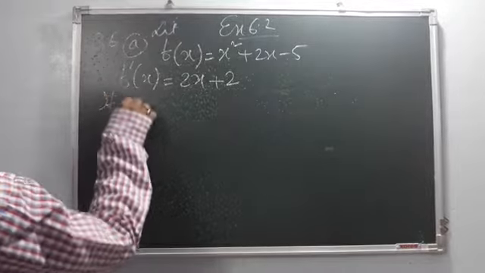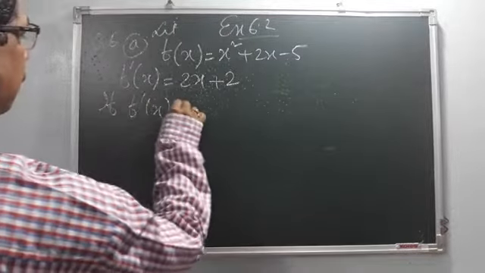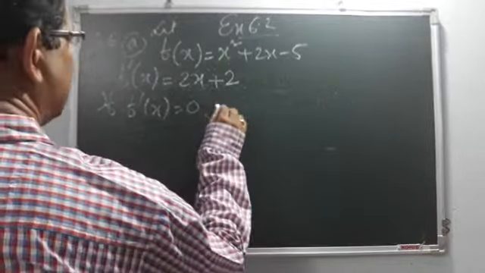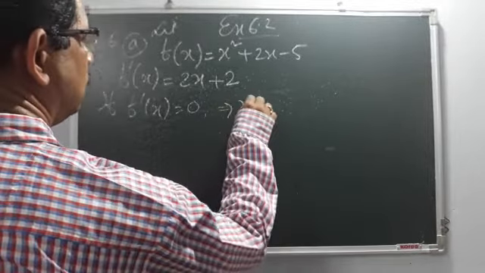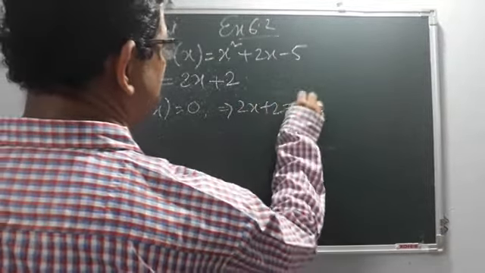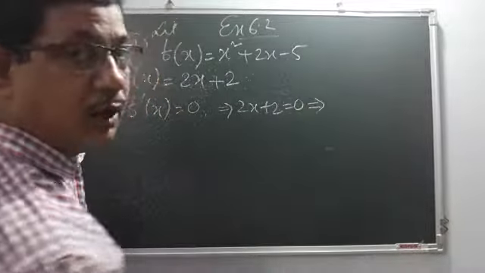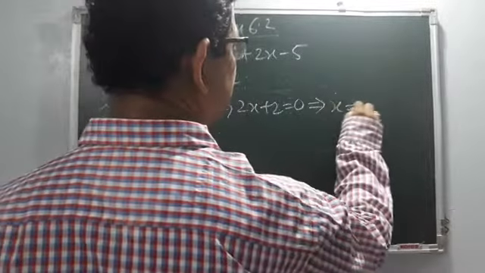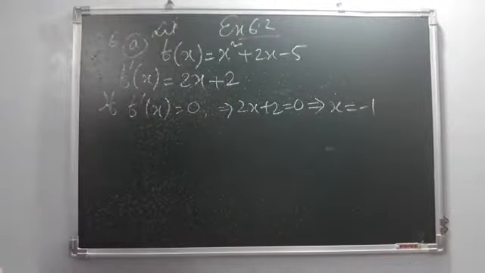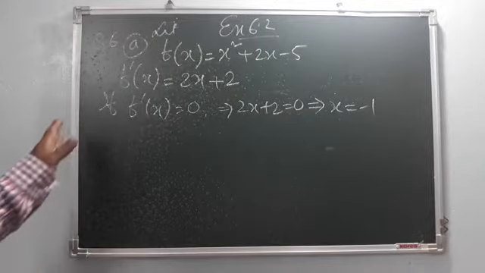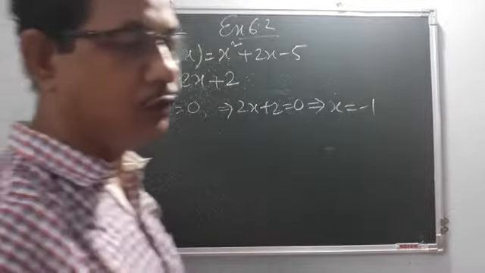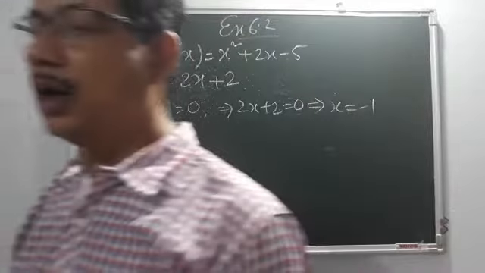If f dash x is 0, then what will we get? Twice x plus 2 will be 0. This gives twice x is minus 2, so x is minus 1. So for f dash x equal to 0, x is minus 1.